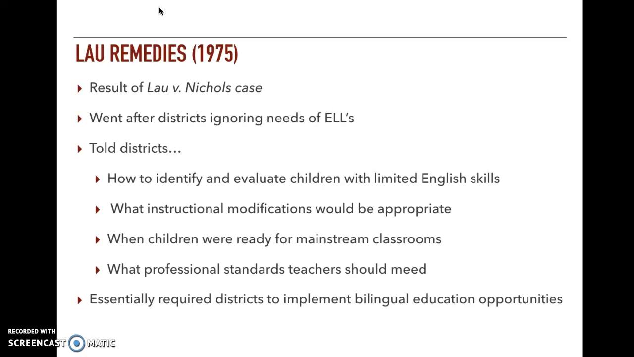The Lau remedies. These were a result of the Lau versus Nichols case. It went after districts that ignored the needs of ELLs. They told these districts: 1. How to identify and evaluate children with limited English skills. 2. What instructional modifications would be appropriate. 3. When children were ready for mainstream classrooms. And 4. What professional standards teachers should meet. It essentially required districts to implement bilingual education opportunities.